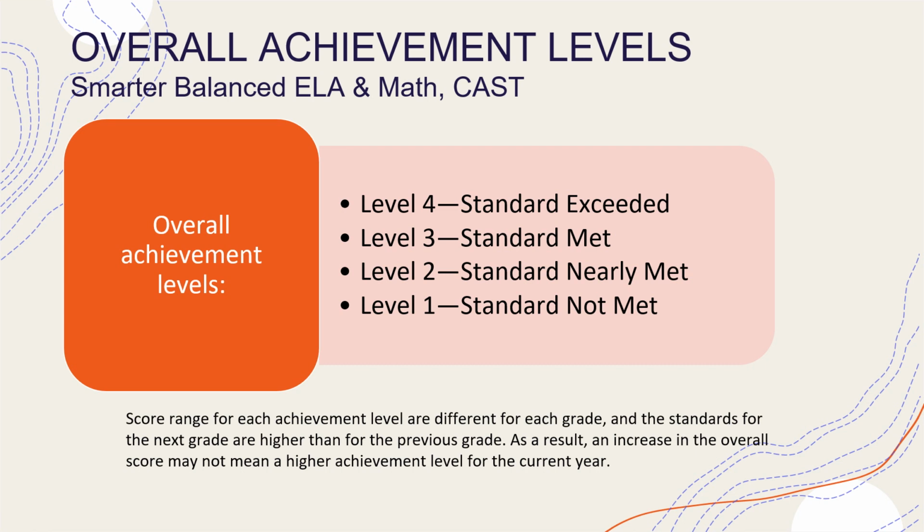For Smarter Balanced ELA and math and the CAST assessments, student test results are reported in the following overall achievement levels. Level 4, standard exceeded. Level 3, standard met. Level 2, standard nearly met. And Level 1, standard not met.